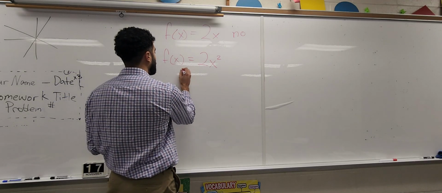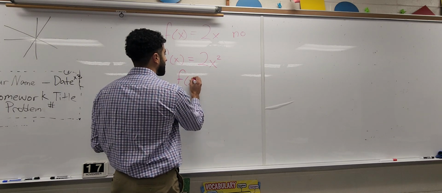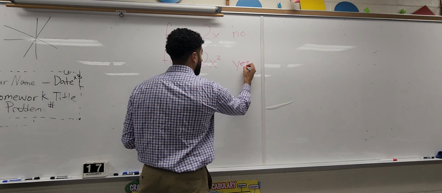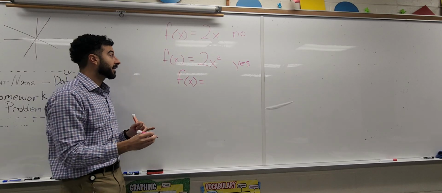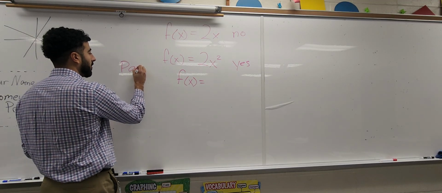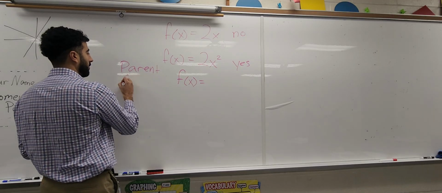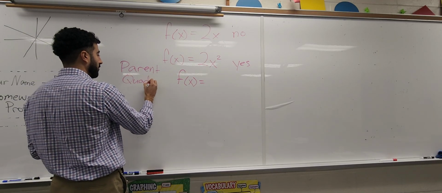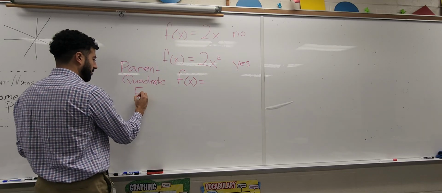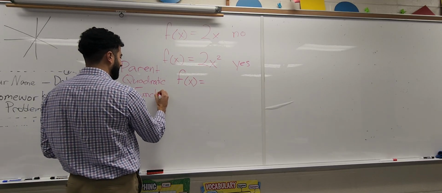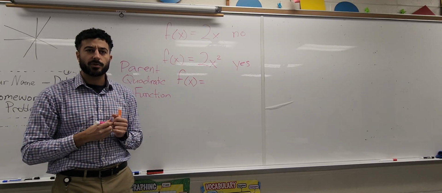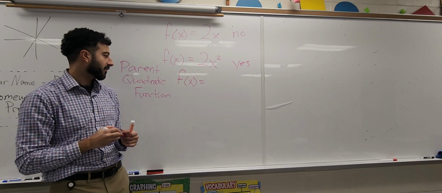Wait, the second one is yes? Yes, so this one is, yes, it is a quadratic. Now to tell you what a quadratic is, the parent function, parent quadratic function, and I'm going to give that to you. Actually, can you guys guess? I told you that a quadratic is anything where x is to the second power. If you find an x to the second power, you have found a quadratic function.